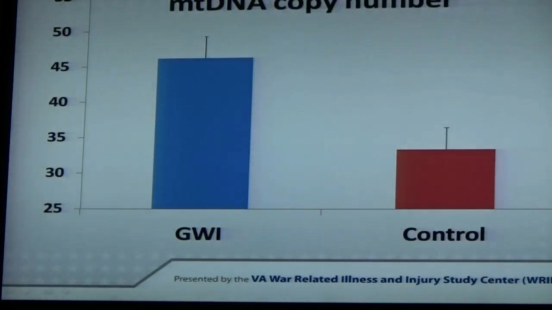Yeah, this is the important one. We'll start first with mitochondrial DNA copy number. Again, this is the content. We see that veterans with Gulf War illness have a significantly higher copy number, about 50% more than our control group, with 22 veterans relative to 6 controls.